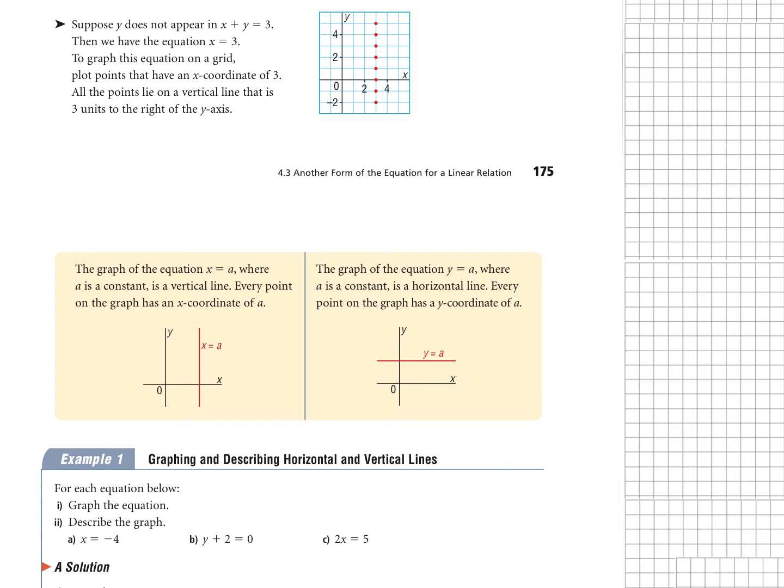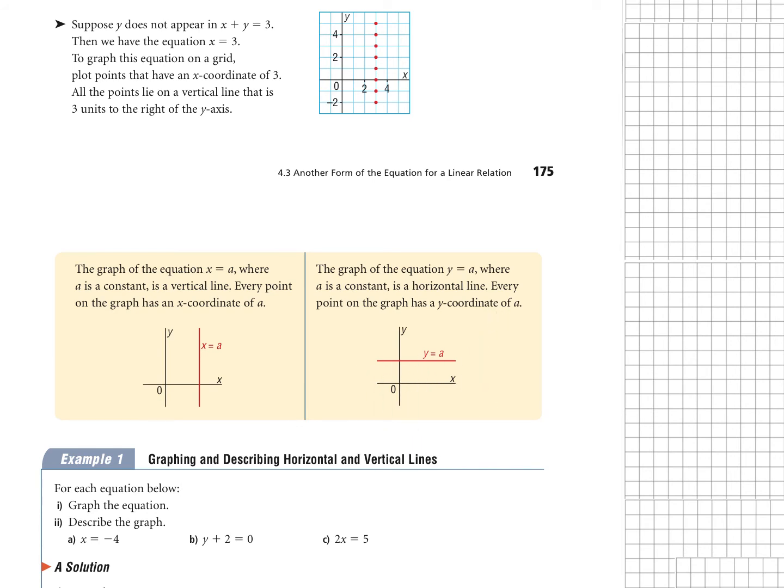Now we're given this definition right here. The graph of an equation x equals a, where a is any integer value, a constant, is a vertical line. Every point on the graph has an x-coordinate of a, and it's always going to form this vertical line. The graph of an equation y equals a, where a is a constant, is a horizontal line. Every point of the graph has a y-coordinate of a.